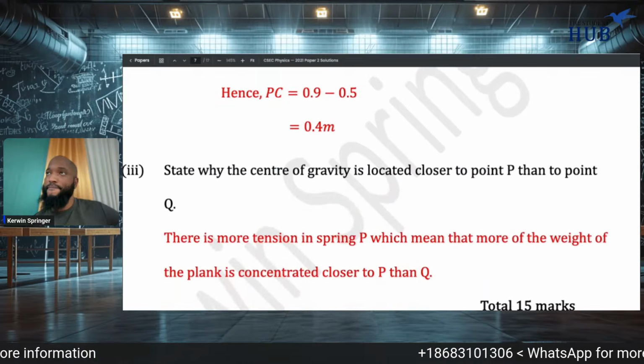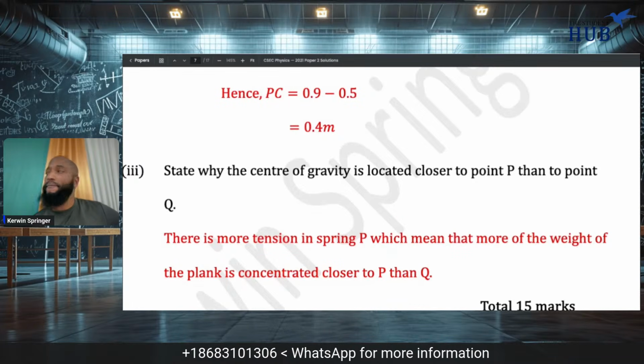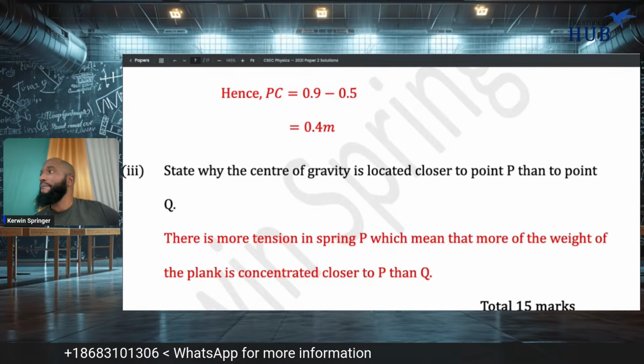Wait, sir. So when it's in the middle, when it's uniform, I use the weight at the actual middle. And that is the force for the W right here.